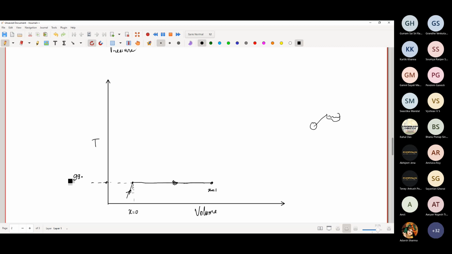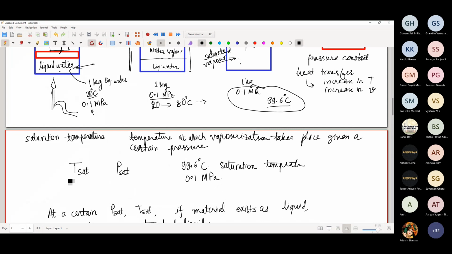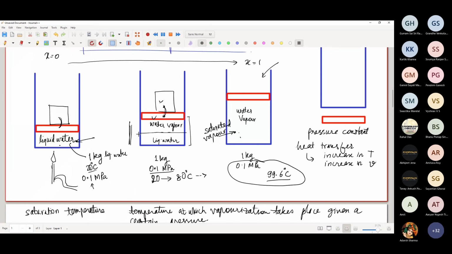This heating will keep on going for liquid water till it reaches 99 degrees Celsius. So once this liquid water entirely reaches 99.6 degrees Celsius, then part of it will start to vaporize. So in going from 99.6 degree Celsius liquid water to 99.6 degrees Celsius saturated vapor, you will have these intermediate x values. Okay, so let me just show it over here.